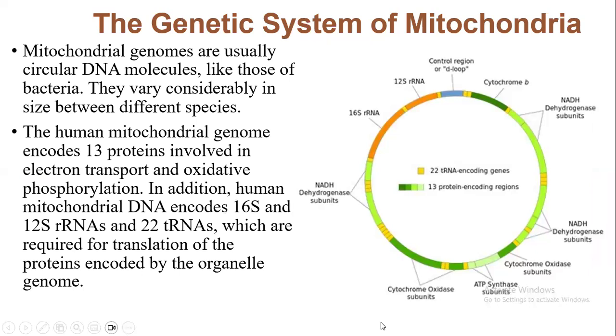Next, coming to the genetic system in mitochondria. The mitochondrial genomes are usually circular DNA molecules like those of the bacteria, and they vary in size from species to species. The human mitochondrial genome encodes about 13 proteins which are involved in electron transport and oxidative metabolism, for example, cytochrome oxidase subunits, ATP synthetase, NADH dehydrogenase, and so on. In addition, the human mitochondrial DNA also encodes the 12S rRNA, 16S rRNA, and 22 different transfer RNA genes.